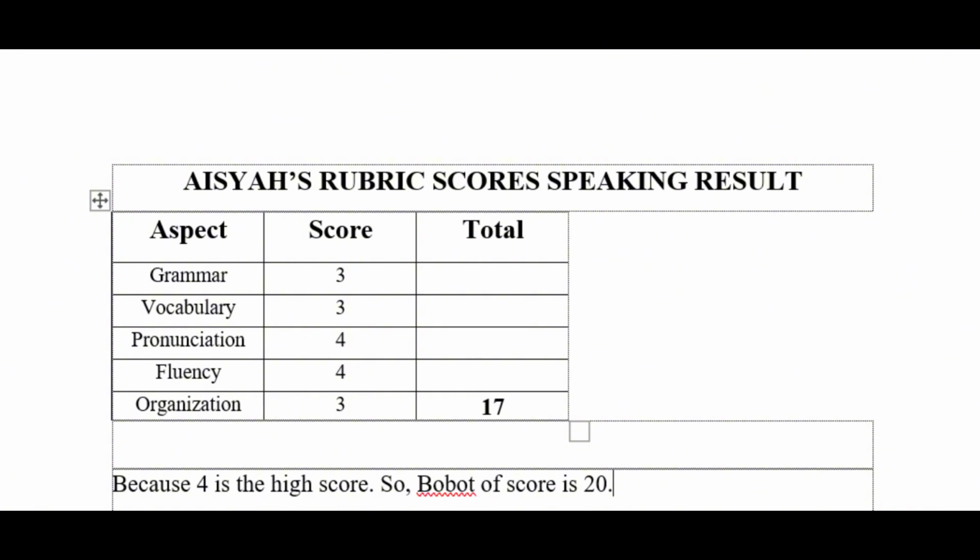And then the fourth is fluency. She was very fluent, as you can see in the video, so I will give her 4. And the last one is the organization. She is very good at conveying the information about her topic, so I will give her 0.3. And now, Aisyah's rubric score result is 17.